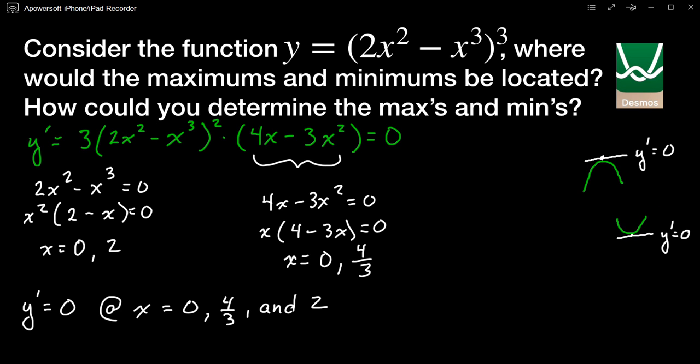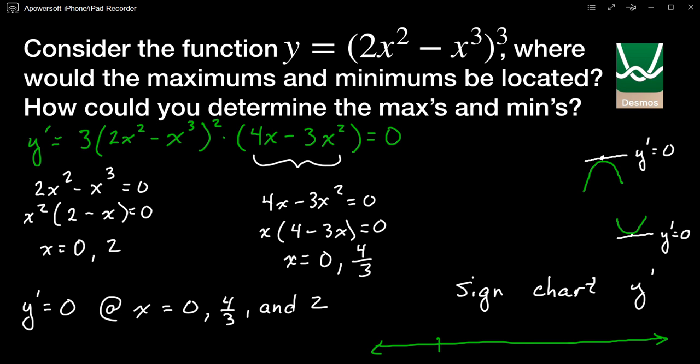All right, so we're going to do what is called a sign chart. The sign chart is going to be done with our derivative. I'm just going to draw a number line here and put the 3 points where we have derivatives of 0, and that is at x equals 0, 4/3, and 2.